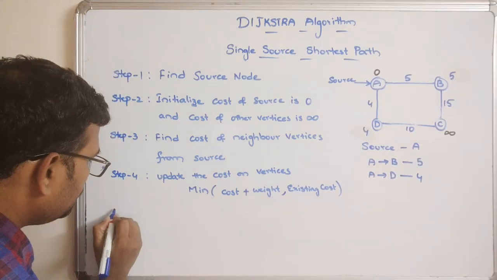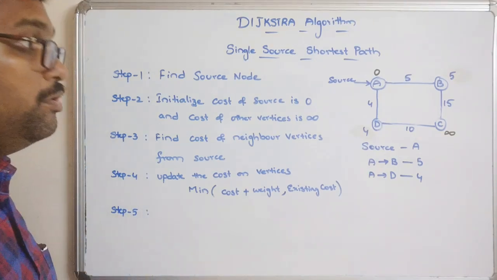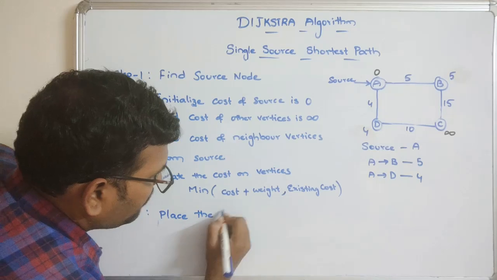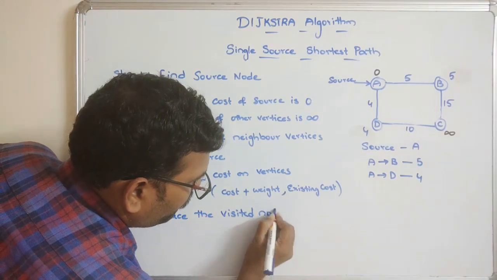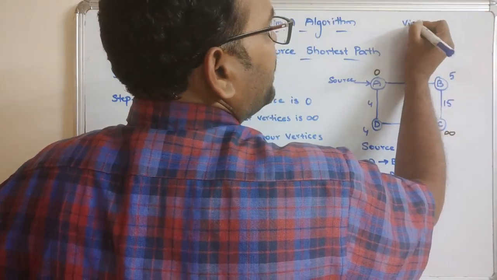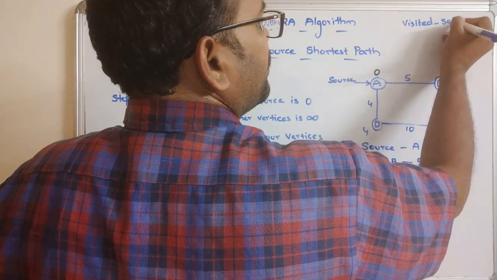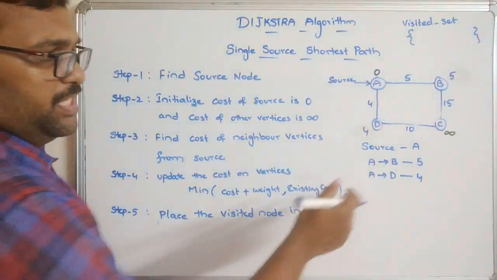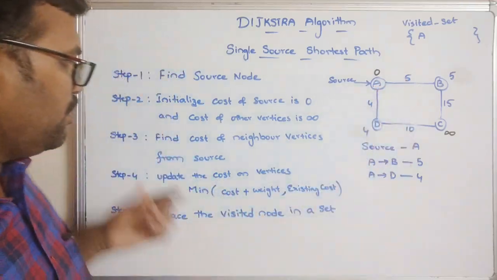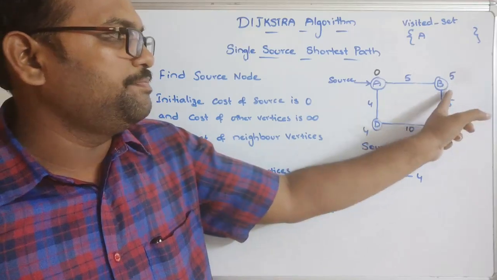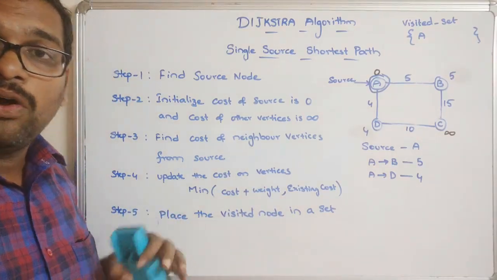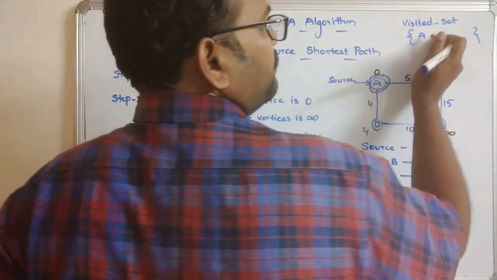Right. Next, step 5. What do we have to do? Now place the visited node in a set, visited set. For example, here we will write a visited set. So write down the set. So what will be the visited node? A, because we have considered A with the shortest cost, and then we are updating the neighbors. So this node has been visited. So once the node is visited, we need not revisit that node. So that's why we are placing the visited node here.